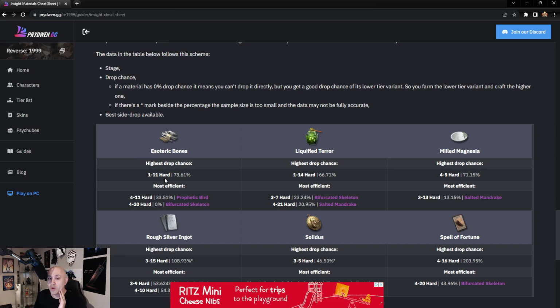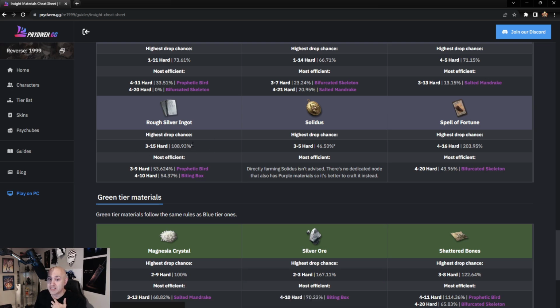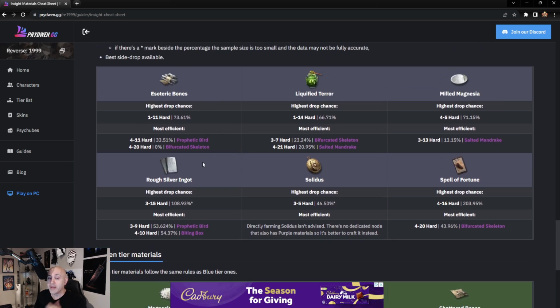Historic bones, 111, 73%, definitely a good one. Liquefied terror, we've seen a lot of this, 114, 66%. Milled magnesia, 71% there at 4.5. Rough silver ingot, 315, 108%. This is with an asterisk, so the numbers may not be right. Either they raise it a little too high or a little too low. We don't know yet, right?